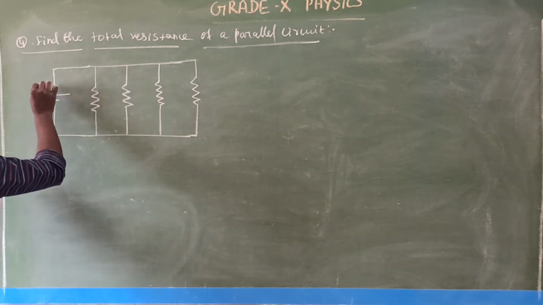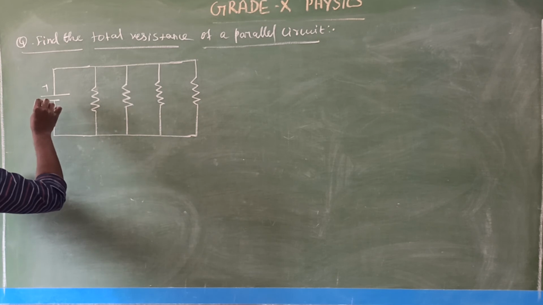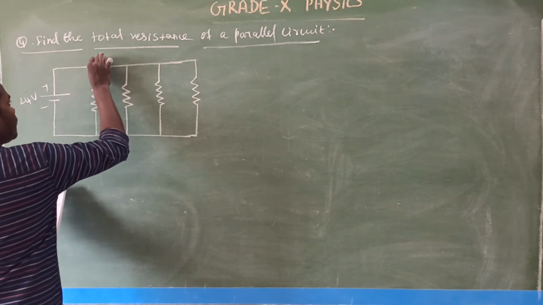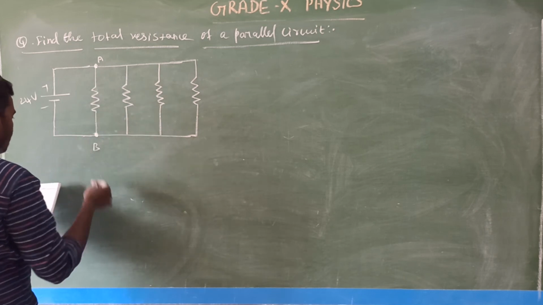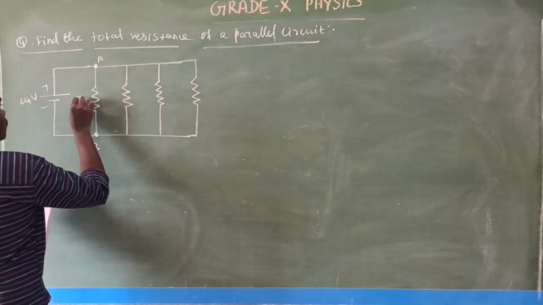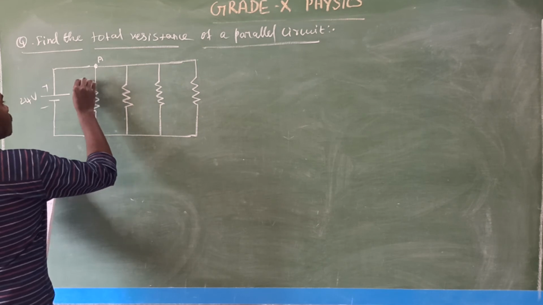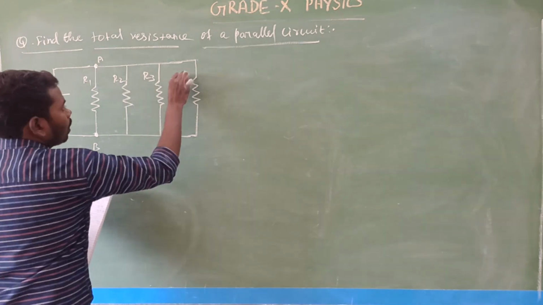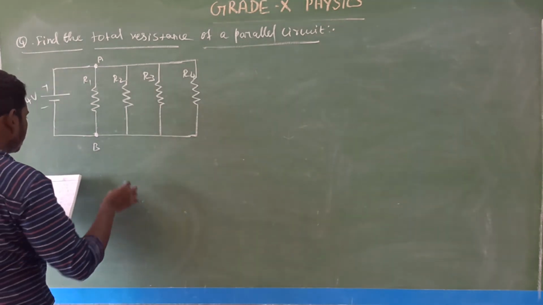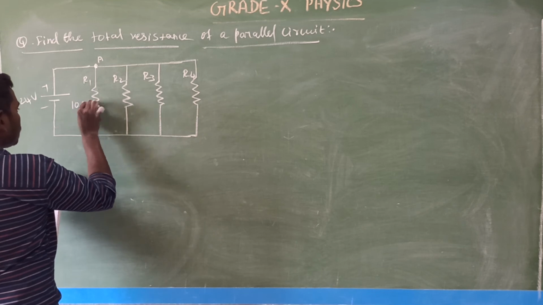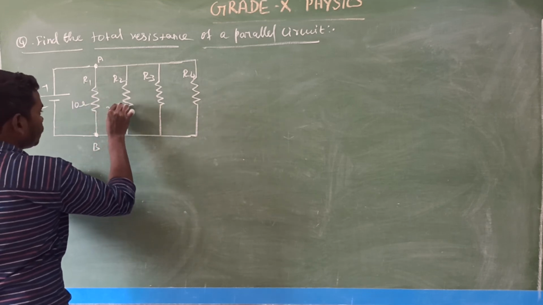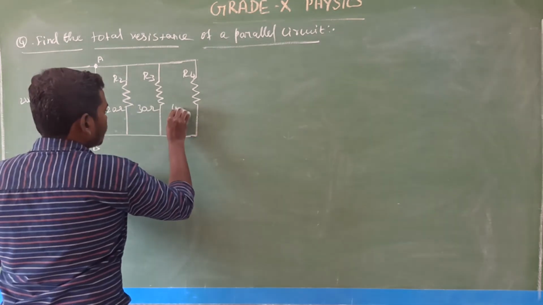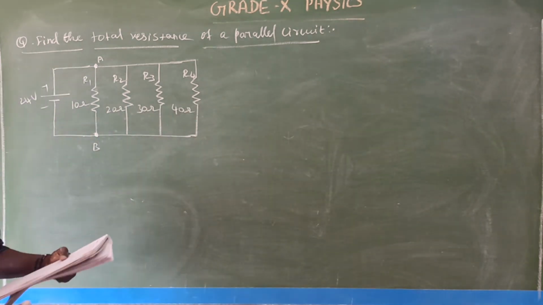Okay, so this is a circuit. Here are 2 points, the point A and point B. This is R1, R2, R3, R4, which means resistor number. The first resistor is 10 ohm, the second is 20 ohm, the third is 30 ohm, and the fourth is 40 ohm. That's all, students.